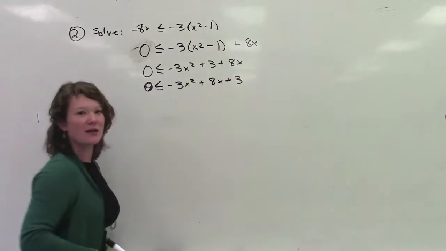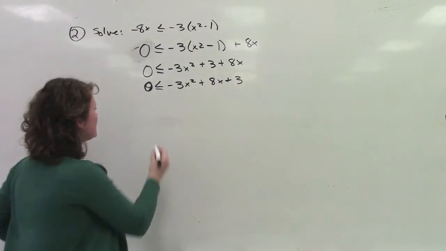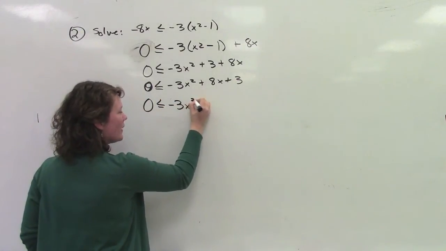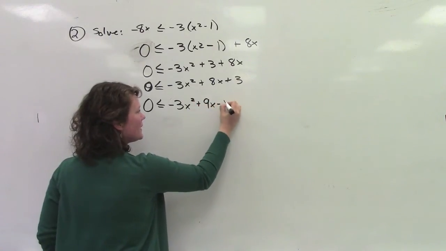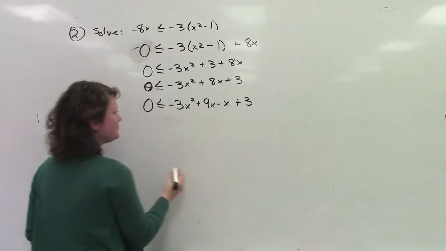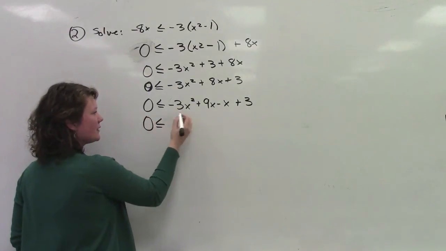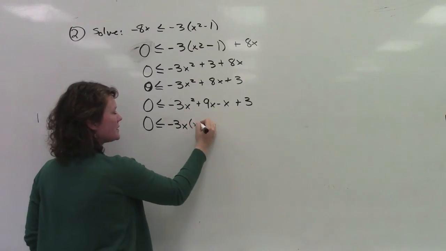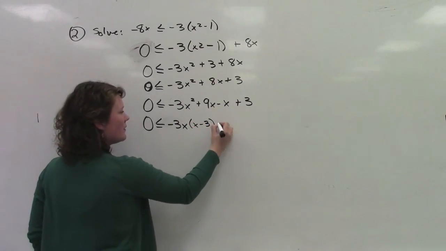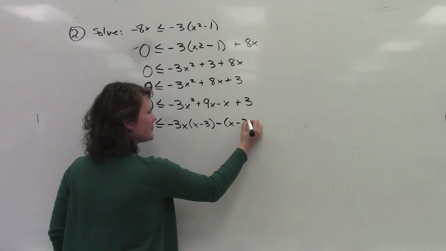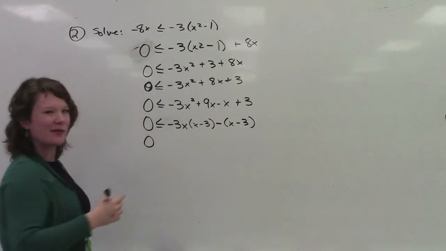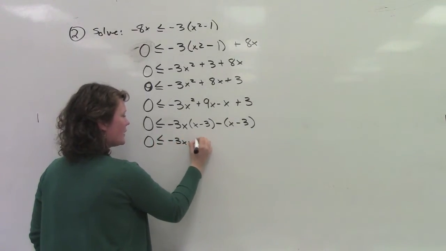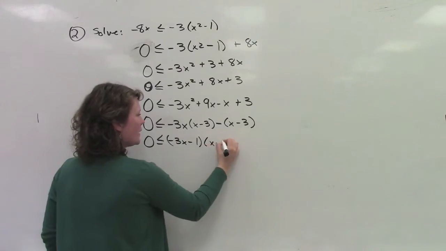Two numbers that multiply out to negative 9 and add up to 8. I think we know where this is going. Negative 3x squared plus 9x minus x plus 3. 0 is less than or equal to negative 3x, and then I pull out x minus 3, minus x minus 3. So now I can figure out what my critical points are. Negative 3x minus 1, x minus 3.